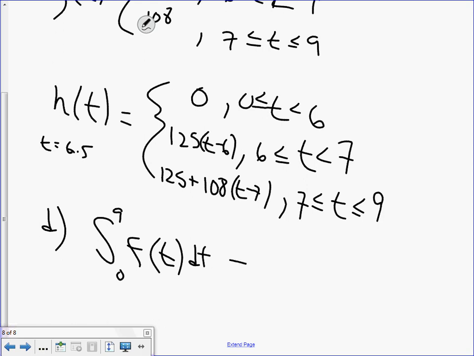Yeah. Now, here's the thing. We just came up with it. Whenever you're doing a problem, realize they're going to use something from a previous part.